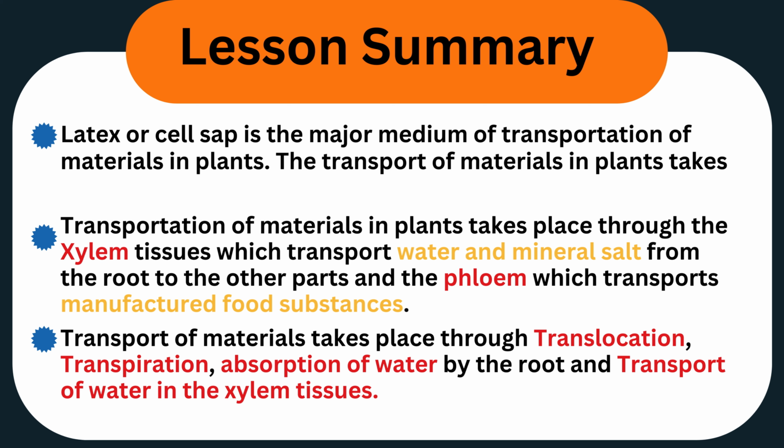Transport of gases takes place in the stomata pores in the leaves and also the lenticels of the stem, while water and mineral salts, including manufactured food, are transported in the xylem and the phloem tissues respectively. And lastly, transportation in plants is aided by the following processes: translocation, transpiration, absorption of water and mineral salts, and the transport of water in the xylem tissues.